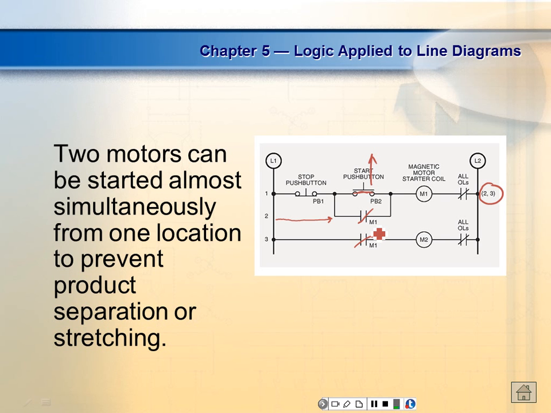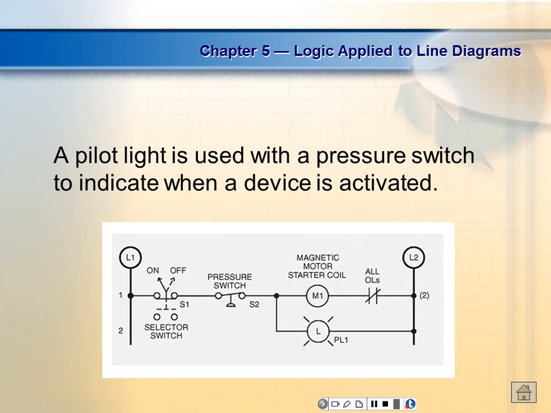With the line diagram or the ladder diagram, you can figure out how the thing works, right? So the ladder diagram shows us the logic of the circuit. It shows us how to connect it up. It makes it real easy to troubleshoot. A pilot light is used with a pressure switch to indicate when the device is activated.